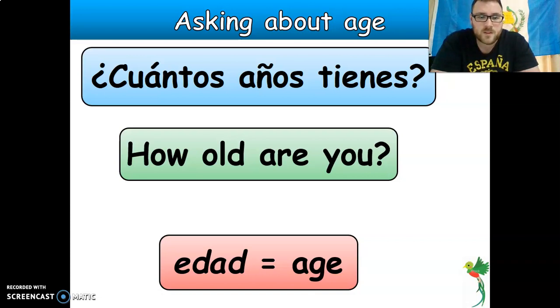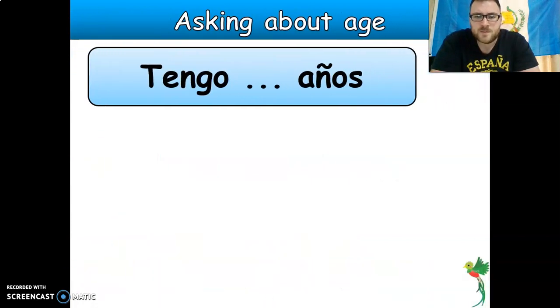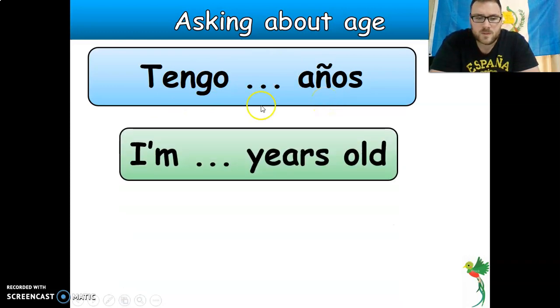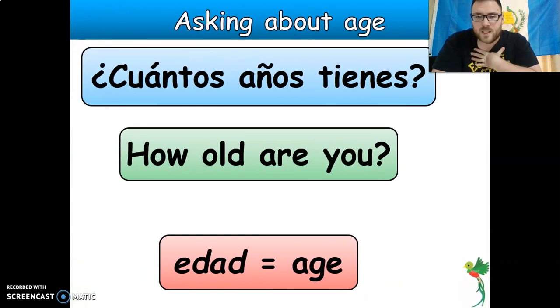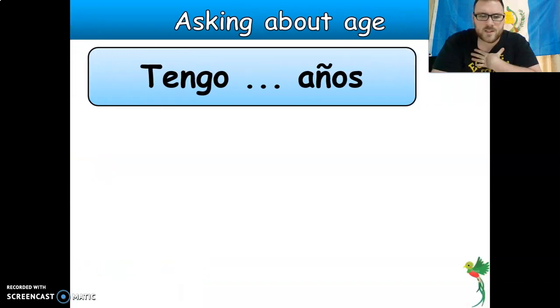All right, cool. So ¿cuántos años tienes? And then you respond with tengo, and then the number, años, which means I'm blank years old, but it really kind of means I have that many years. Tengo, the number of years, años. Años is the years. So like for me, you ask me, ¿cuántos años tienes, Michelle? I would say tengo 27 años. Yep, I am 27.